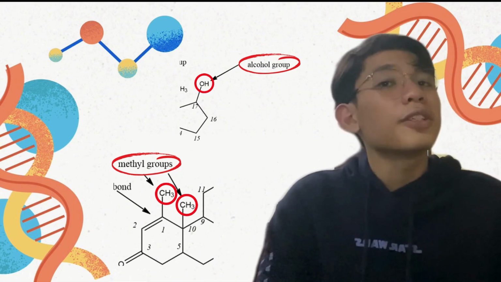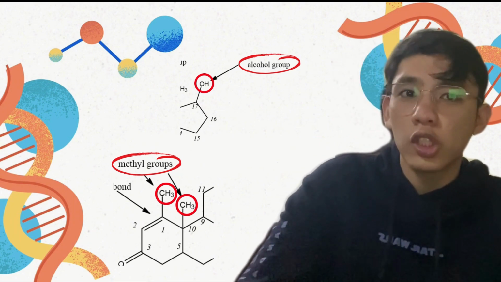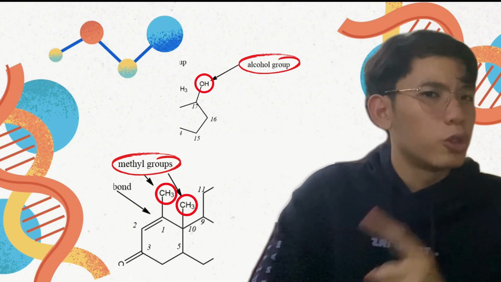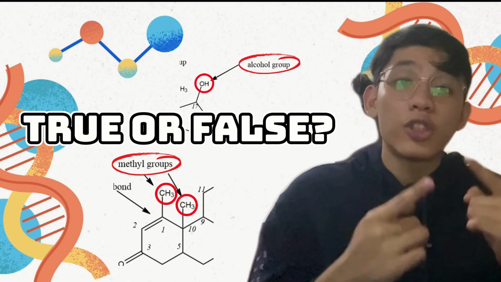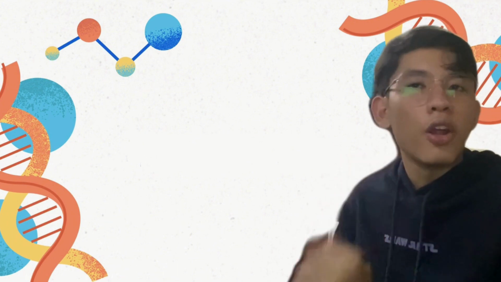So if I ask if the R groups can be other functional groups, what is your answer? True or false? That's right. It should be true. Always remember that. Another interesting point is the substituent at C17. Its size can vary considerably, and it's typically larger than a methyl group if it's not a functional group.